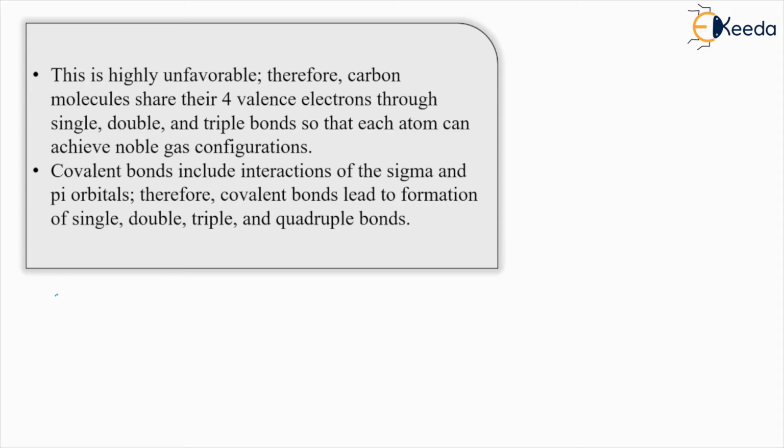Let us first draw carbon. This is carbon. Number of electrons 6, electronic configuration 2, 4, valence electrons 4. This is the total number of electrons. This is the electronic configuration.